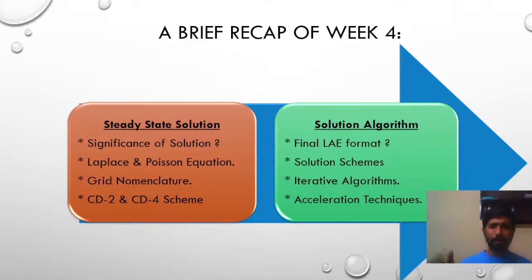Finally, you saw some acceleration techniques also for these iterative algorithms which we discussed. What were the acceleration techniques mainly discussed? There was only one, I think, as far as I saw, the acceleration technique, so as to speed up the convergence of iterative algorithms.